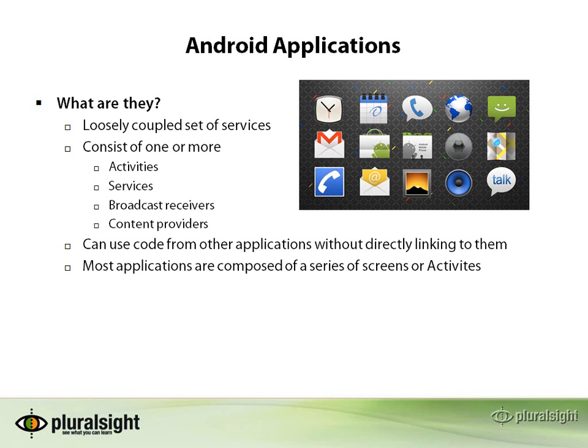Applications can basically consist of one or more of activities, which are screens, services, which are like Windows services running in the background, broadcast receivers, which are basically just components that are waiting for some event to happen in the system and then respond, and content providers, which are APIs that allow you to query some set of data. Usually, this could be backed by SQL Server or some other mechanism, but essentially, an application is going to consist of a bunch of these different things packaged together.